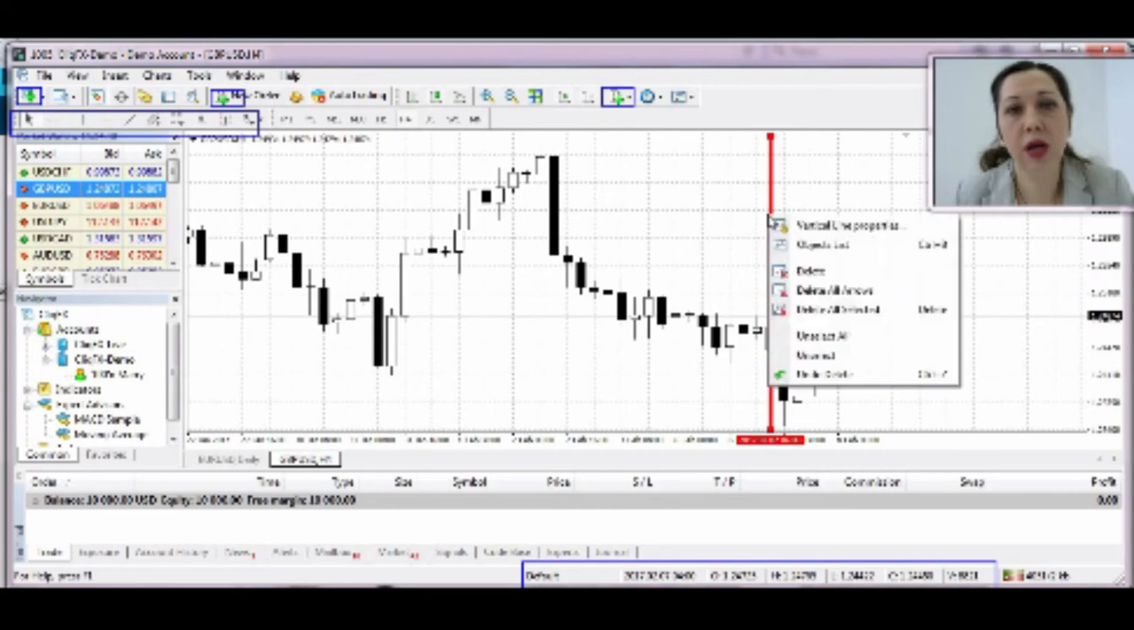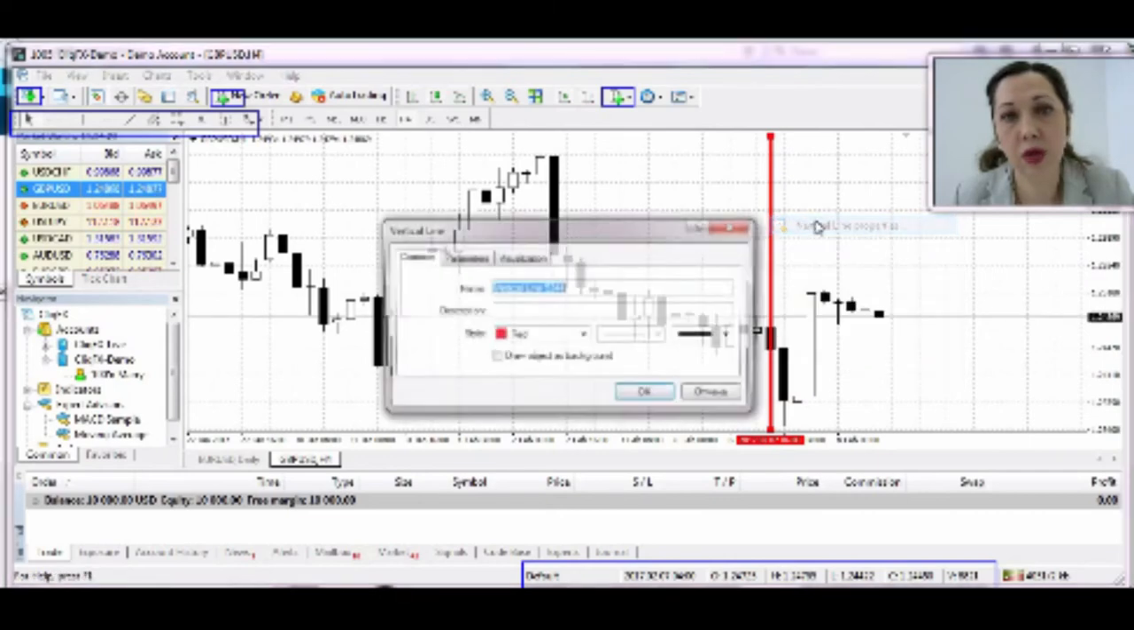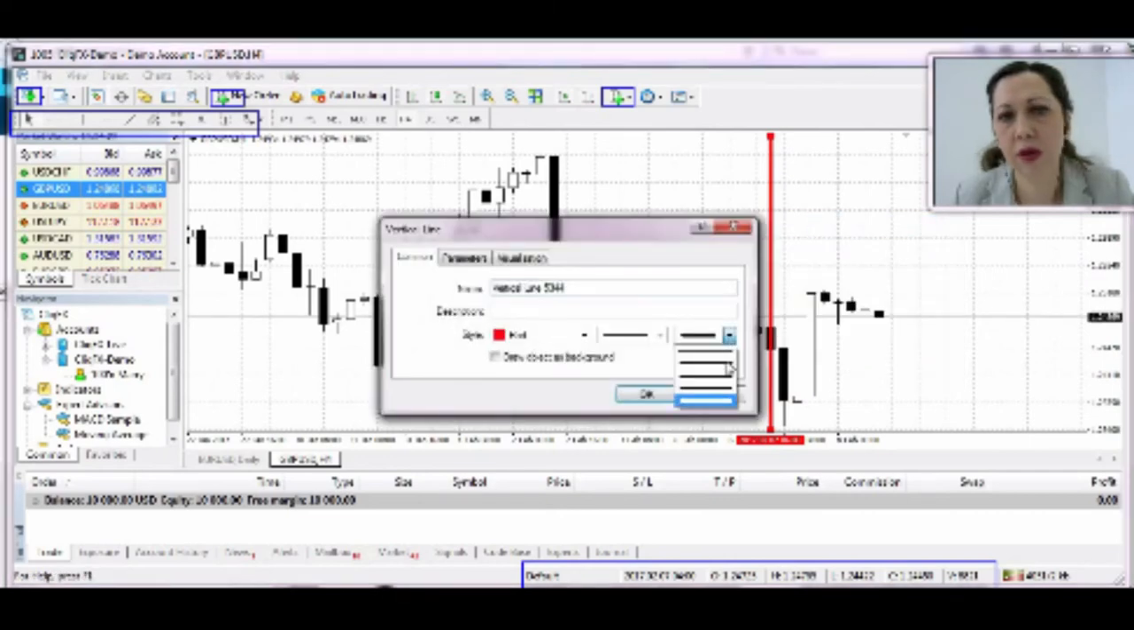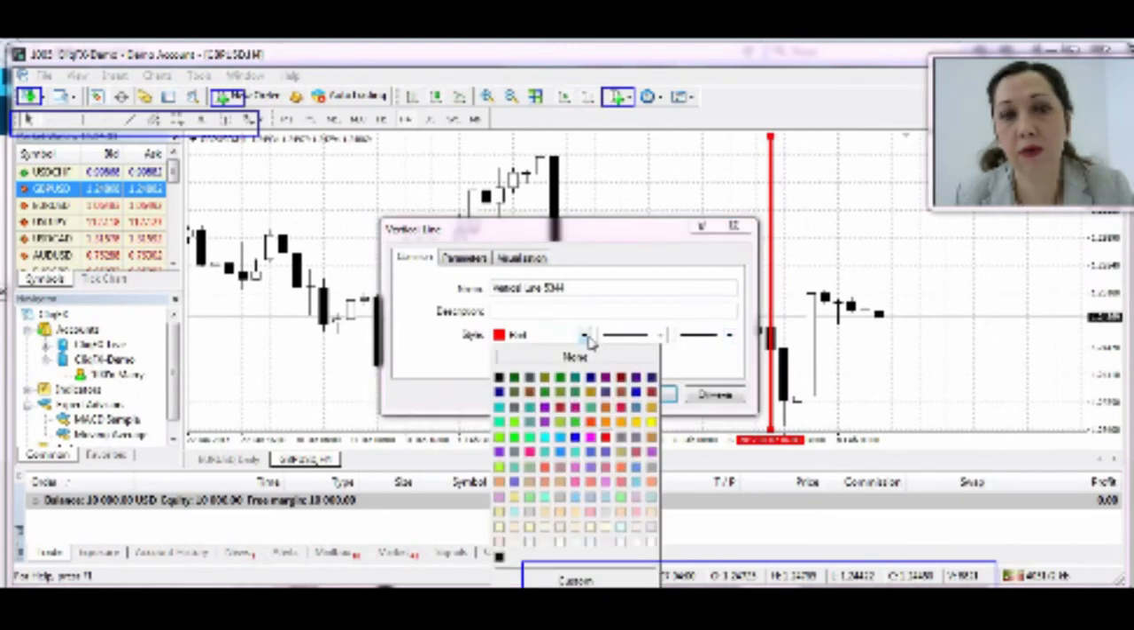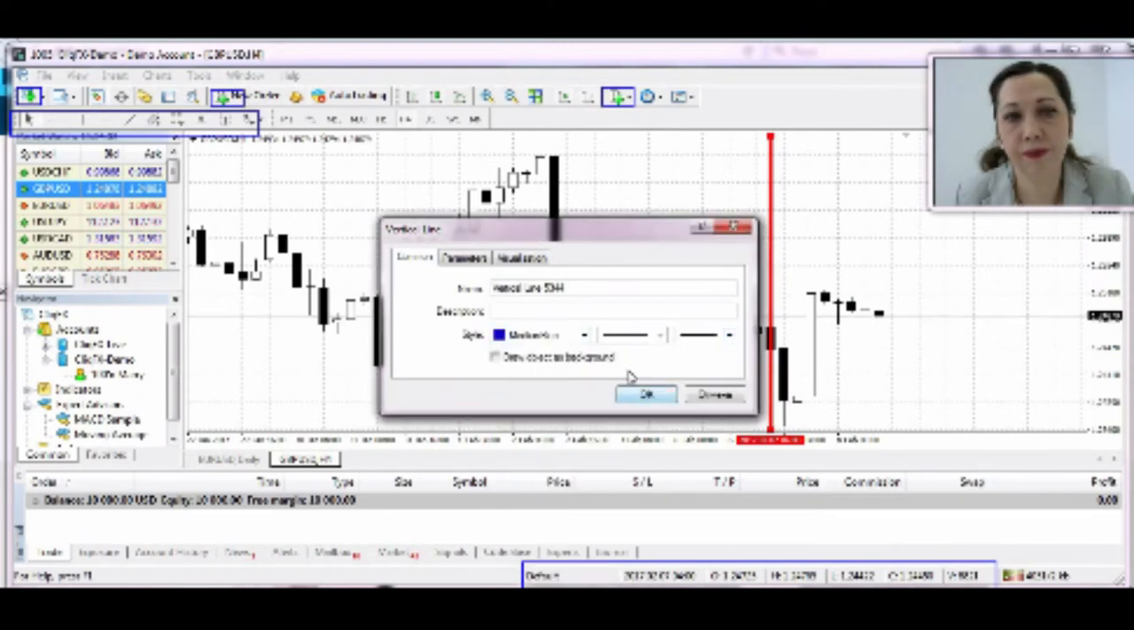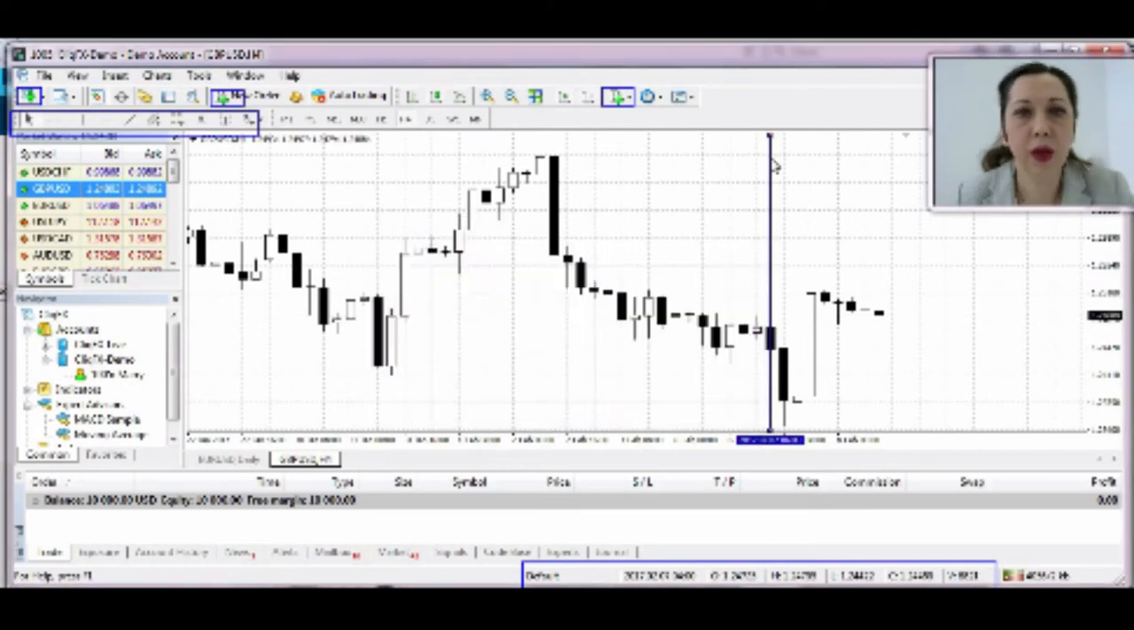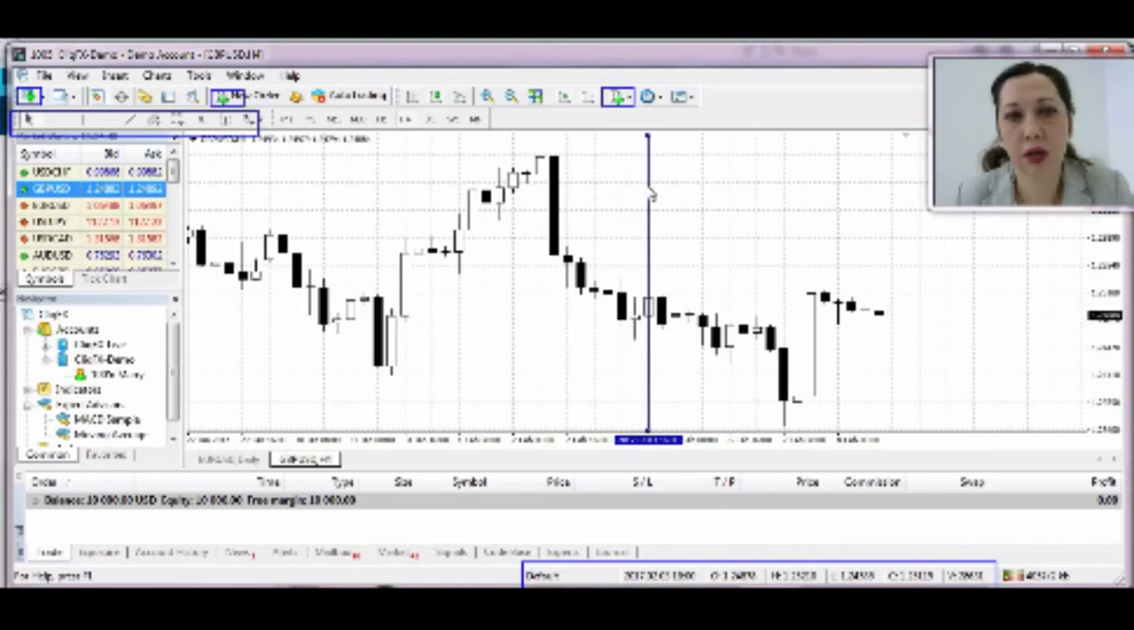Also, you can click with the right button and you will see the property window. So, line properties. It's very thick for me. Make it thinner, and I can make it a different color. Here we go. So also I can use it for any candle that I need to examine.